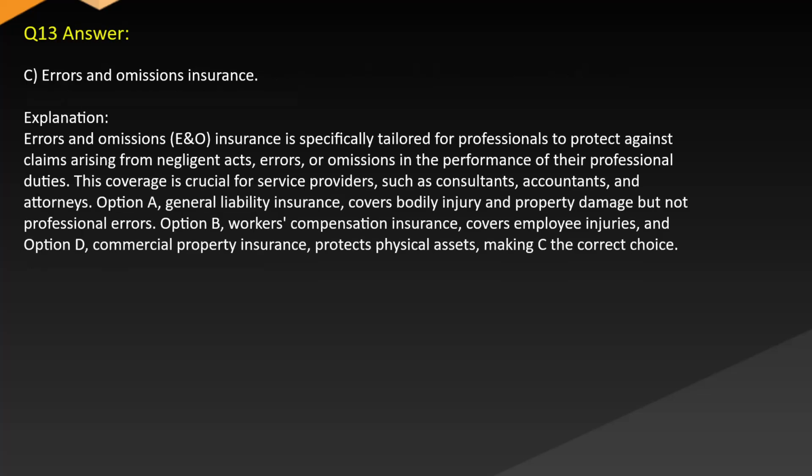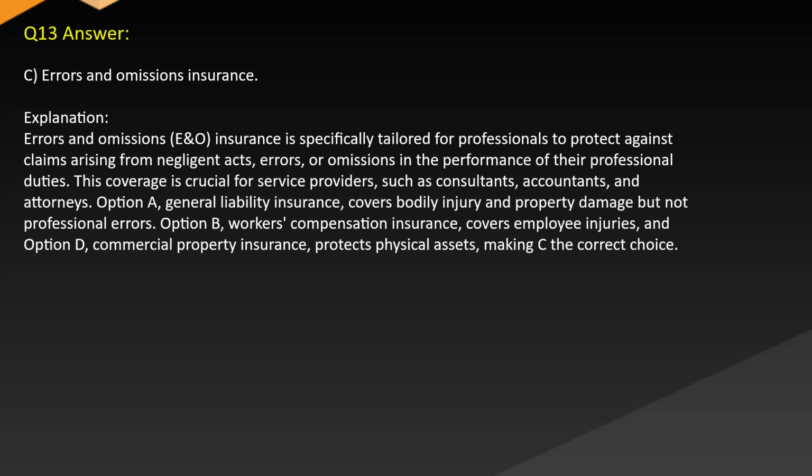Answer: C. Errors and omissions insurance. Explanation: Errors and omissions (E&O) insurance is specifically tailored for professionals to protect against claims arising from negligent acts, errors, or omissions in the performance of their professional duties. This coverage is crucial for service providers such as consultants, accountants, and attorneys.